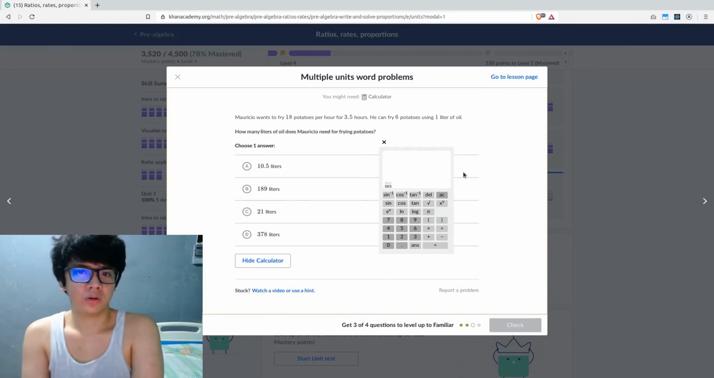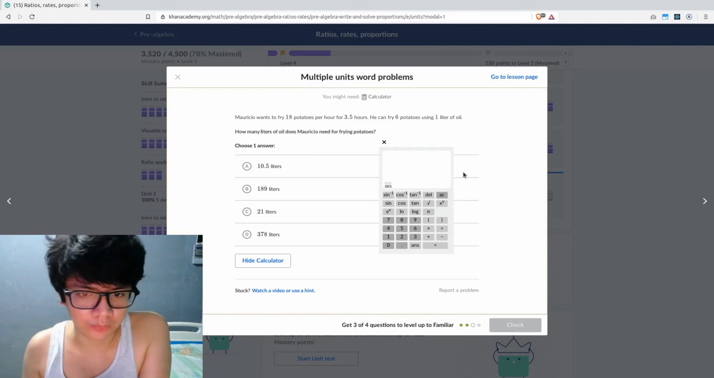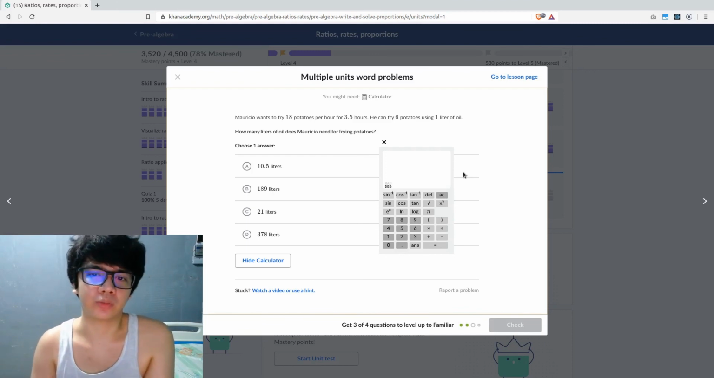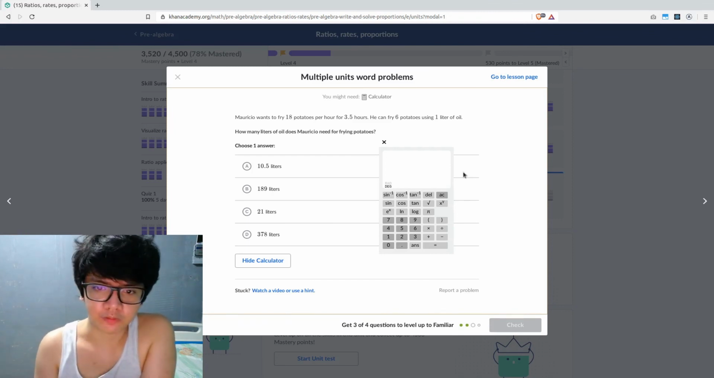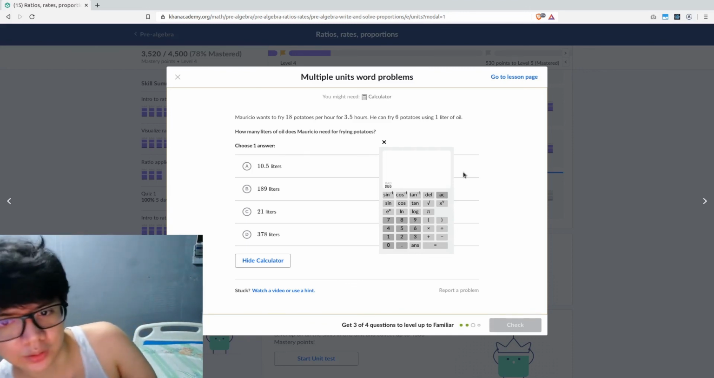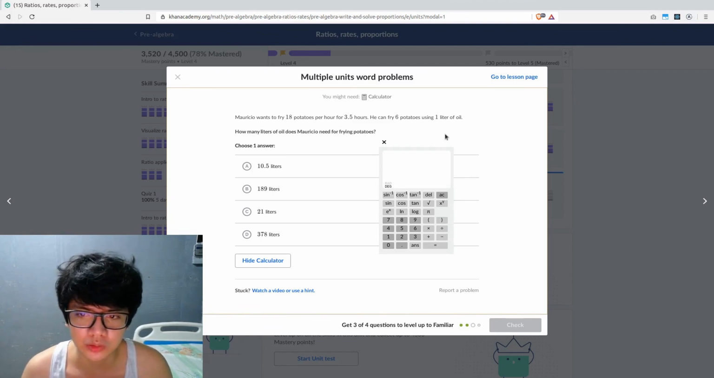Mauricio wants to fry 18 potatoes per hour for 2 hours. You can fry 6 potatoes using 1 liter of oil for frying potatoes. Okay, so he needs it for 3.5 hours, right? So you can fry 6 potatoes using 1 liter of oil. So this is already 3 oils. So we have 3 times 3.5, so 10.5 liters.